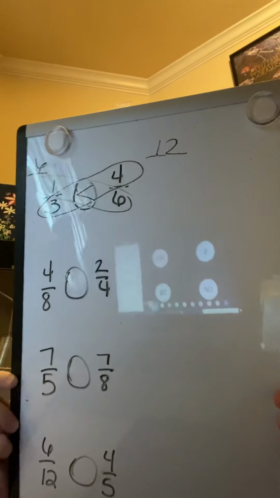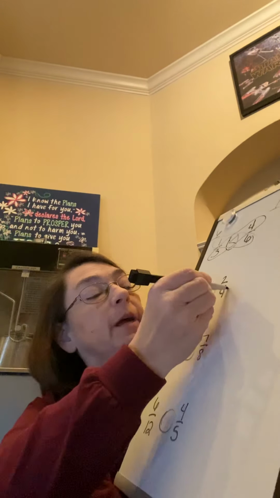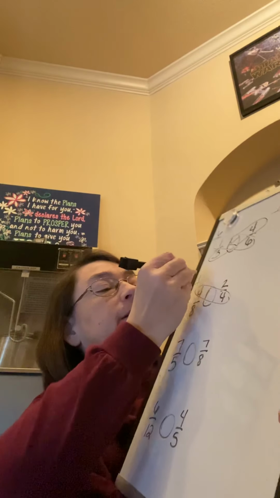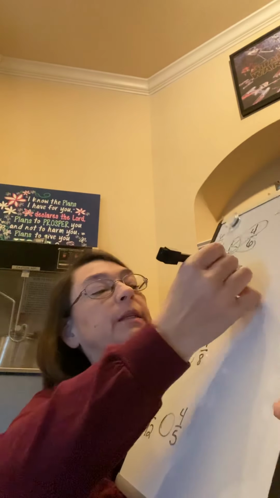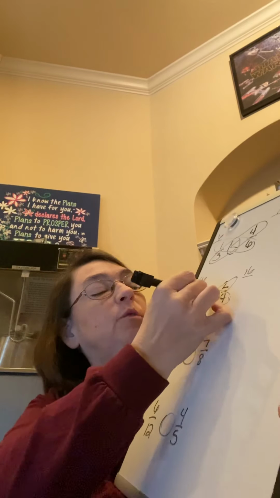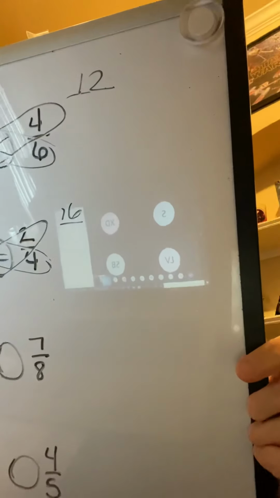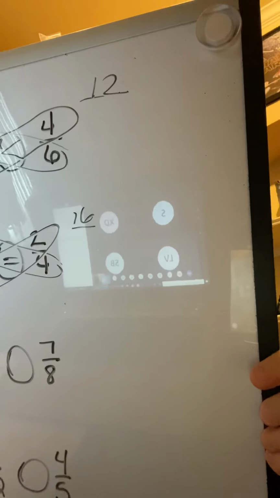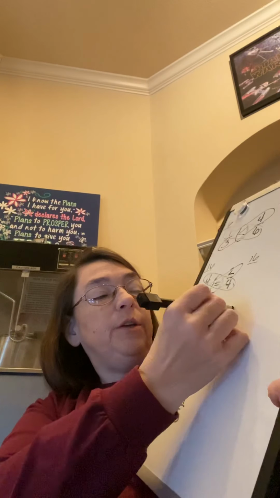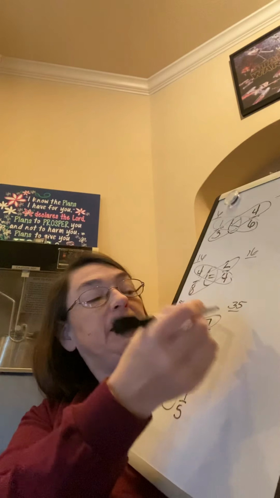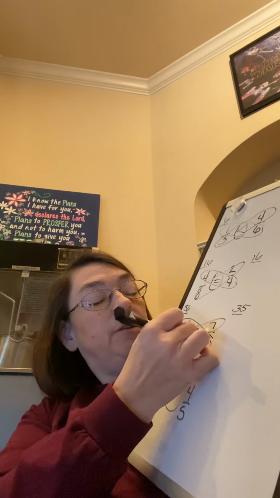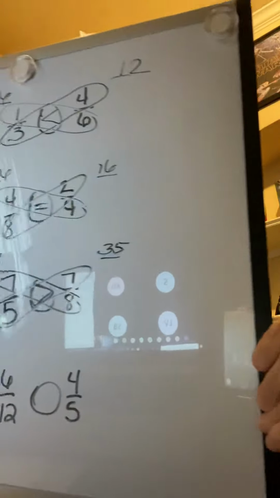Blackmon, this is kind of easy. This is easy. It should be. Okay, the next one. 4 times 4 is 16. 8 times 2 is 16. So that means they're equal. Okay, the next one. 7 times 8 is 56. 5 times 7 is 35. 56 is bigger than 35. So my alligator is going to eat my 7/5 because 7/5 is bigger.